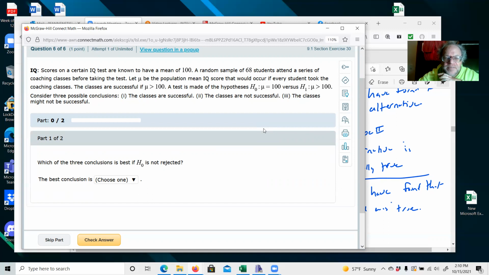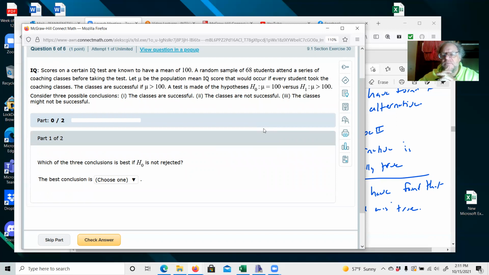Okay, we have IQ scores. If a certain test is to have a mean of 100, you have a random sample of 68 students attend a series of coaching classes before taking the test. Let us assume that the average IQ is 100 if every student... let mu be the population mean IQ that would occur if every student took the coaching classes. Classes are successful if the mean is bigger than 100, and a test is made to see whether or not.